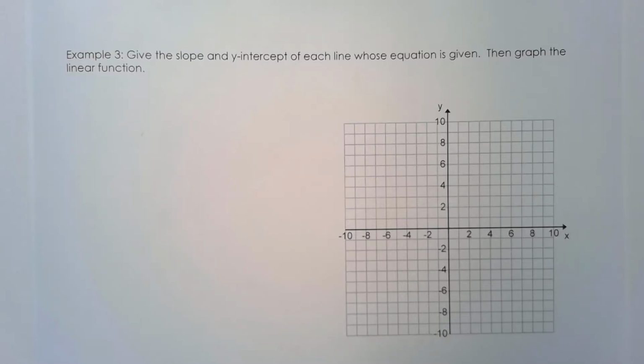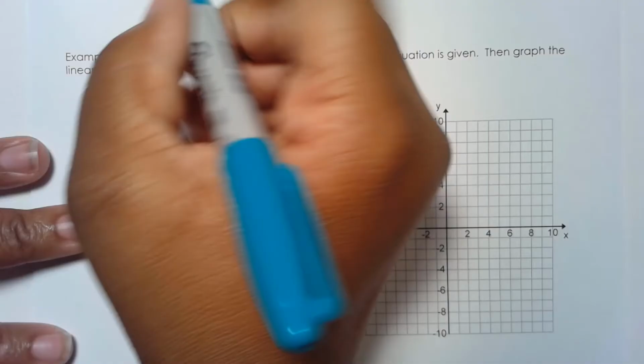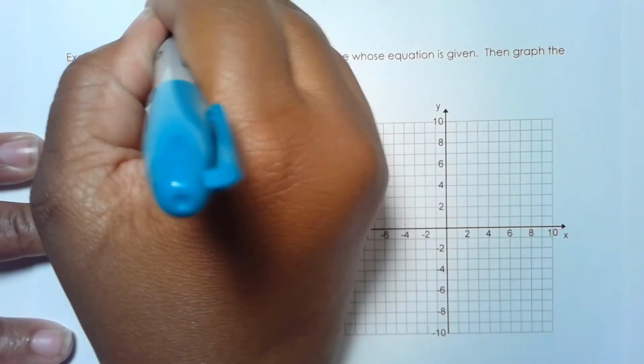All right, so we have here, it says, give the slope and y-intercept of each line whose equation is given, then graph the linear function. So remember, when we talk about slope and y-intercept, we have the slope-intercept equation.